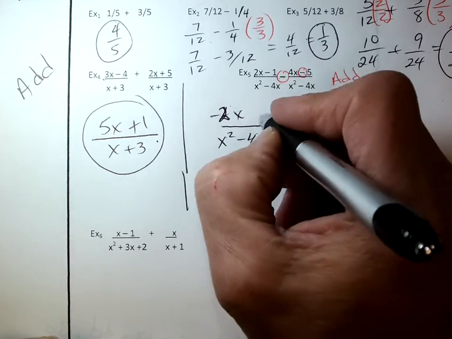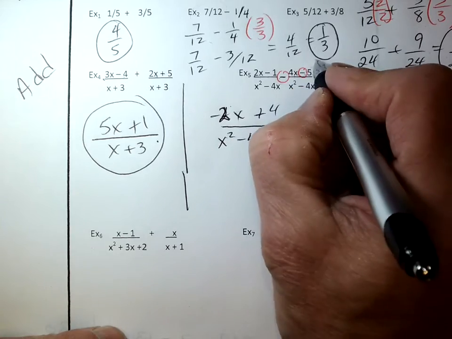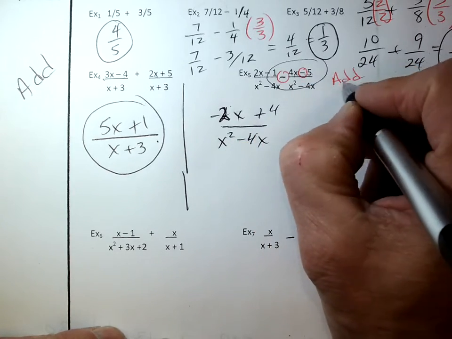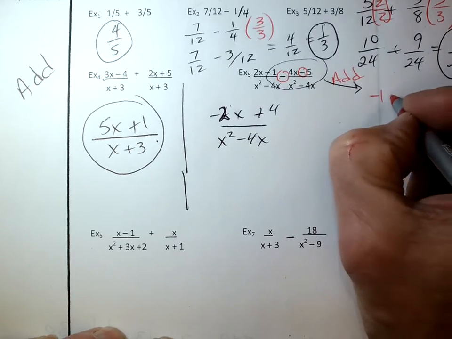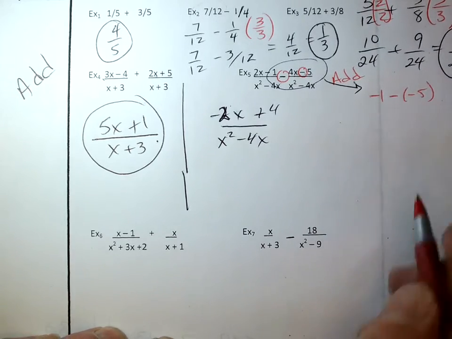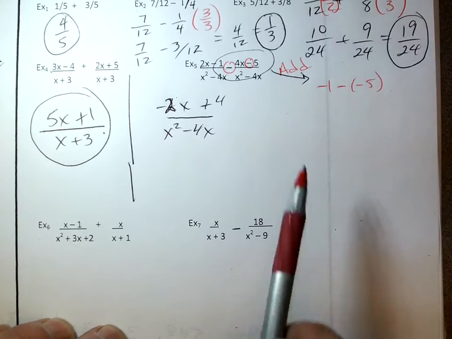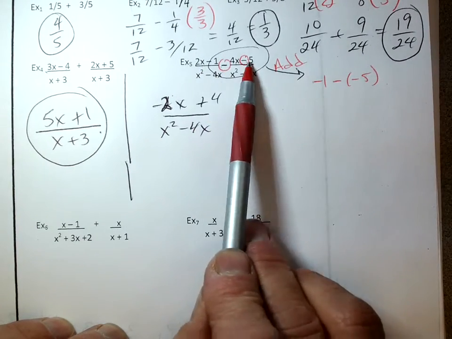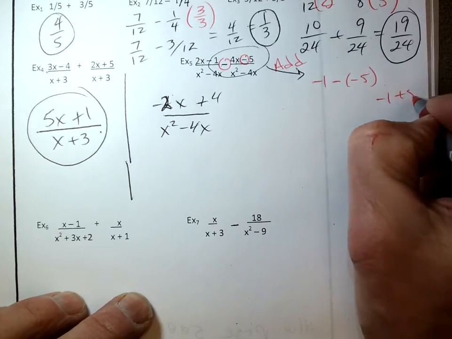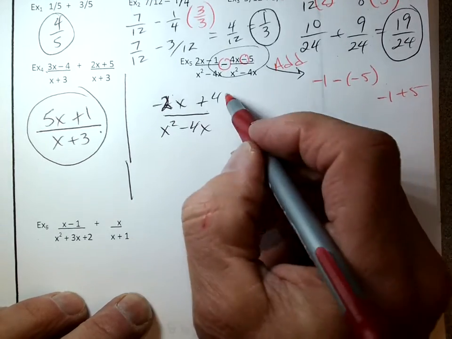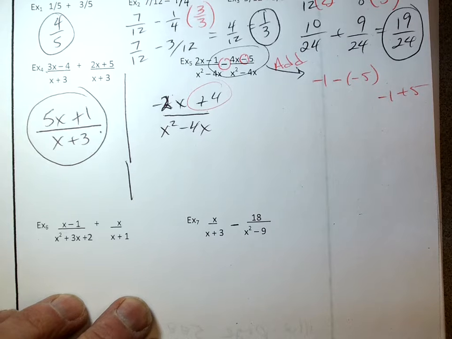Positive 4. So what I did, I'll put it on the side here. I'm really taking negative 1 minus a negative 5, which is really the same thing as negative 1 plus 5. So you're okay with my 4? There's my 4.